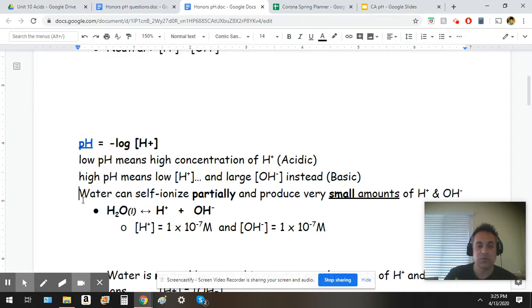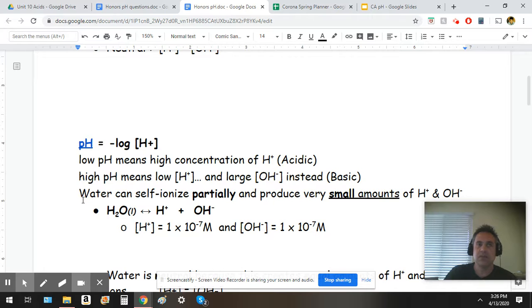One thing to note is water. When you have a solution, your solution's in water, right? So you have all these water molecules bouncing around. And the reality is, not all of water is water molecules. Some of the water molecules basically break into ions. They self-ionize. It's a small amount, but nevertheless, it's present.